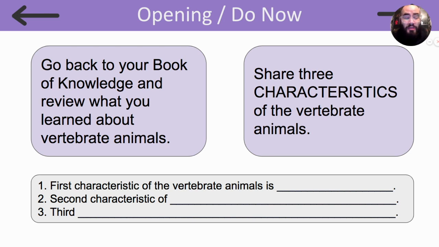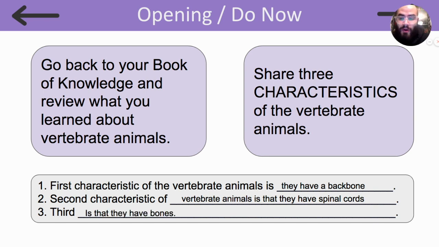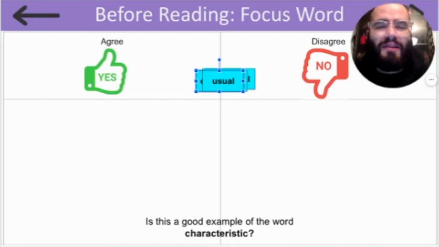Now, I'm going to share the 3 characteristics that I wrote. First characteristic of vertebrate animals is they have a backbone. Remember, vertebrates have a backbone, just like humans do. The second characteristic of vertebrate animals is that they have spinal cords. Our spinal cords are a bundle of nerves that send signals to our brains. Third is that they have bones. All vertebrates have bones.